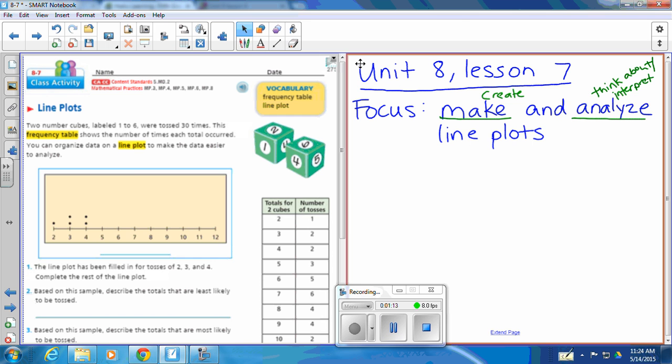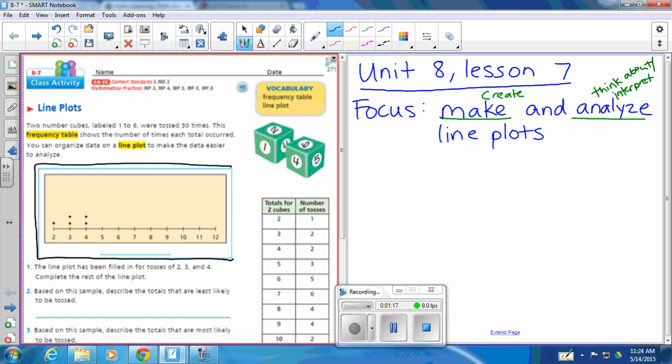Okay, a line plot. This is a picture of a line plot over here. This is the start of a line plot. Okay, the line plot is a way that you can organize data. So if you notice, this line plot is organizing this table of data right here. A line plot looks at numerical data. So you're plotting numbers, and each dot here that you see represents a number on the chart over there, the table. Okay, so if you look, the total number for cubes is 2 for here.